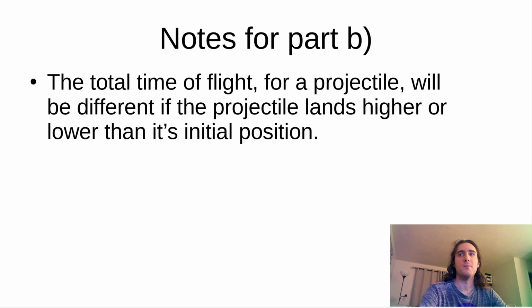So let's take a look at some notes here. Our notes for part B are that the total time of flight for a projectile will be different if the projectile lands higher or lower than its initial position, and there will not be a simple relationship between it and the time it takes to get to maximum height. For example, if the projectile lands higher than its initial position, then the time it takes to land will be less. If the projectile lands lower than its initial position, well then it will take longer for that projectile to land.